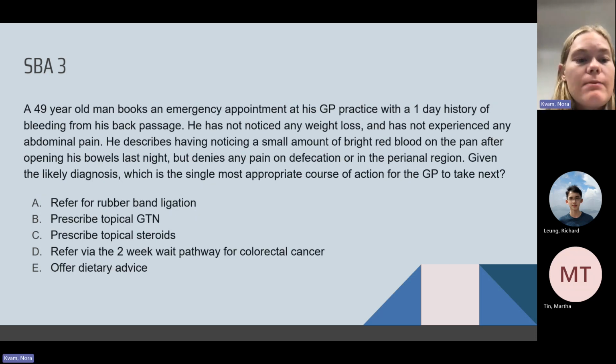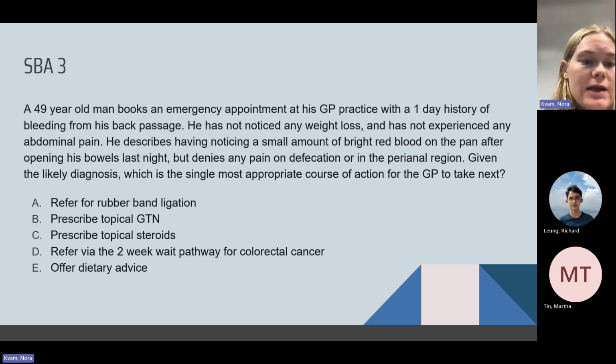So a 49-year-old man books an emergency appointment at his GP practice with a 1-day history of bleeding from his back passage. He has not noticed any weight loss and has not experienced any abdominal pain. He describes noticing a small amount of bright red blood on the pan after opening his bowels at night, but denies any pain on defecation or in his perianal region. Given the likely diagnosis, which is the single most appropriate course of action for the GP to take?